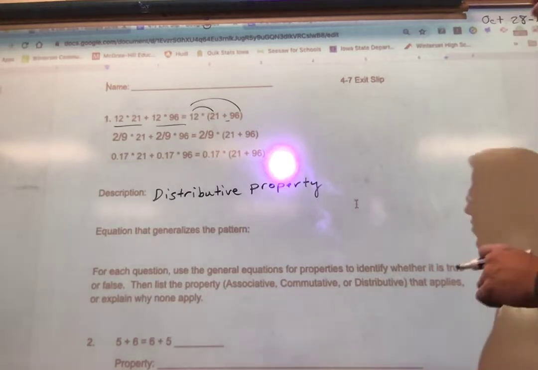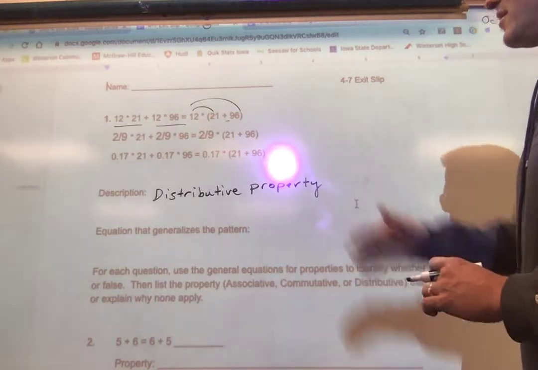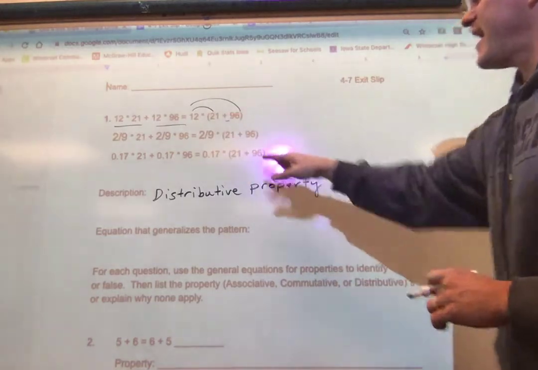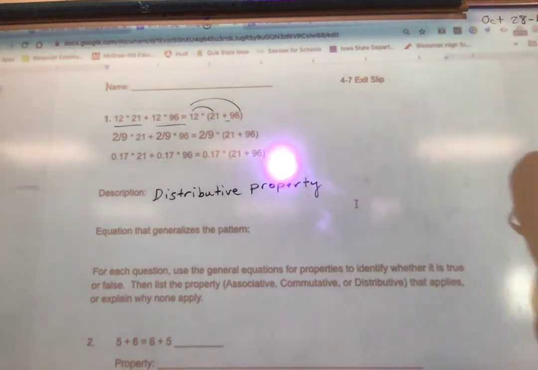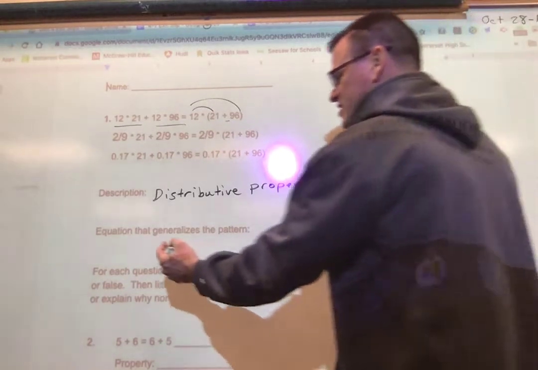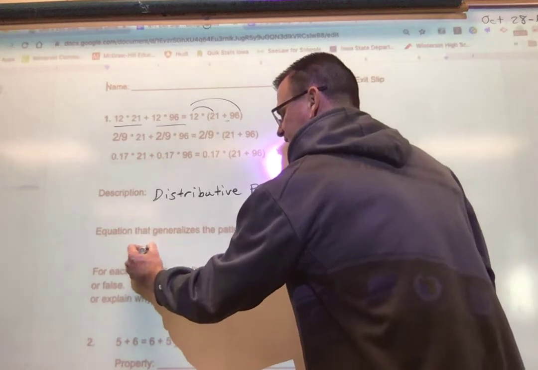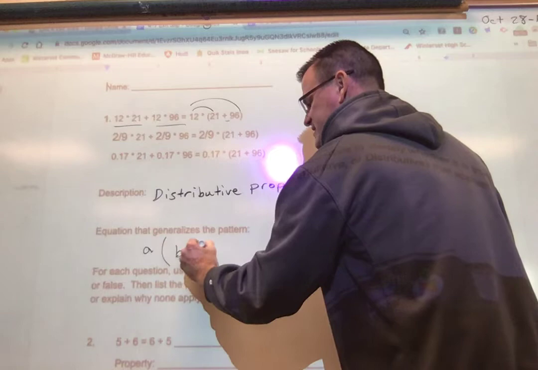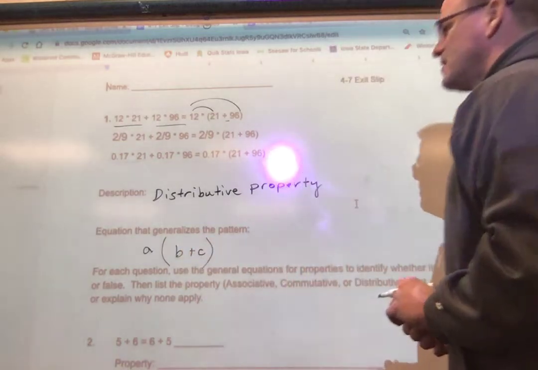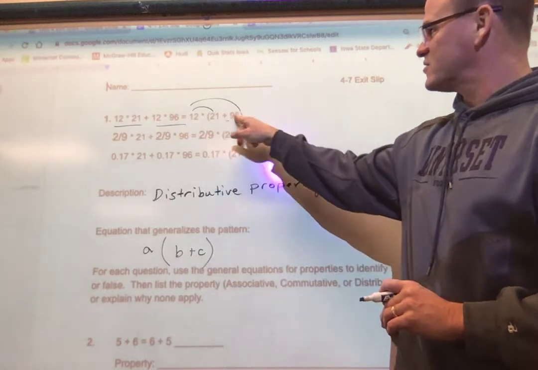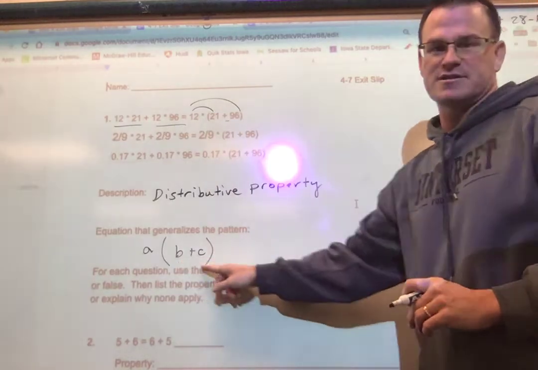So to come up with the equation that generalizes it, how can this work for all numbers and not just these specific numbers they have up here? Remember, we can use algebraic variables. So let's just use A, B, and C. I'm going to start with A, and I want to multiply it through the parentheses, so let's call the parentheses B plus C, because that's what we're doing here. We're adding things in the parentheses. Instead of calling it 21 plus 96, let's just call it B plus C.